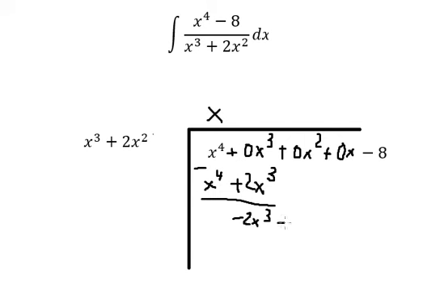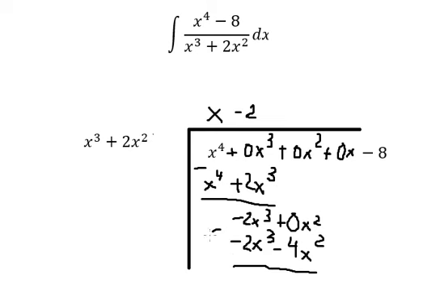So this one we put in here, because we have negative 2s to the power of 3, so I will put negative 2. Negative 2 times this one, and we have negative 2s to the power of 3. Negative 2 with this one, we have negative 4s squared. So we subtract the 2 equations. This one minus this one, they cancel. 0 minus negative 4, we have 4s squared.